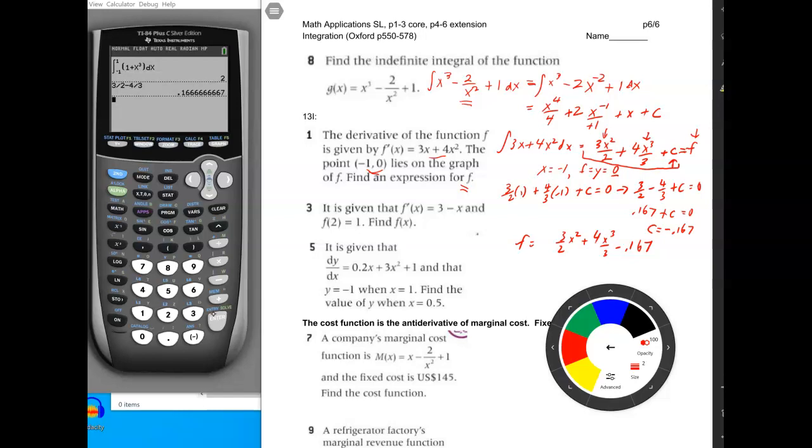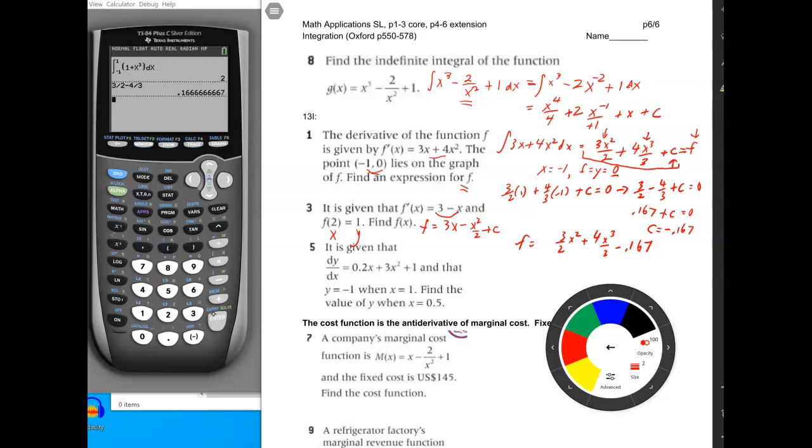Okay? So number 3 is going to be similar. It says, now we know that the derivative f dash is 3 minus x. Find f, okay? And we're going to use this to figure out what c is, okay? So first of all, f is equal to, and if we take the antiderivative of 3 minus x, we would get 3x minus x squared divided by 2 plus c, right? And then we use the fact that f of 2 equals 1. We know that f of 2 equals 1, that means x equals 2 and y equals 1.